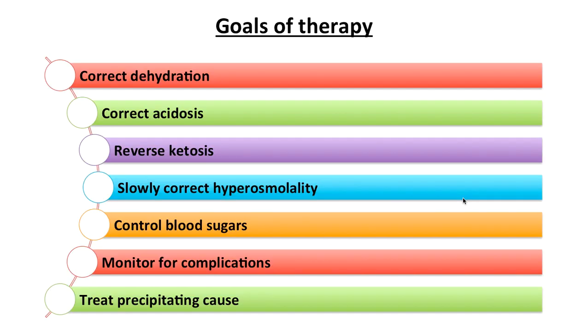So what are the goals of therapy when you manage a case of DKA? Obviously, the priorities are to correct dehydration and acidosis first, to reverse ketosis. You have to gradually correct their hyperosmolar state. You have to obviously correct their blood sugars. And finally, you have to monitor these patients for development of complications, especially brain edema. And then if you find any precipitating cause like sepsis or pneumonia, you have to treat that underlying cause.